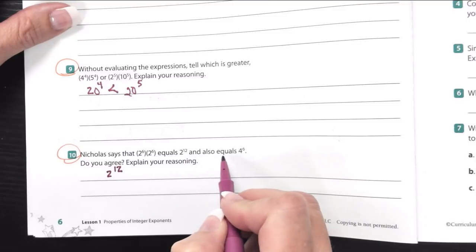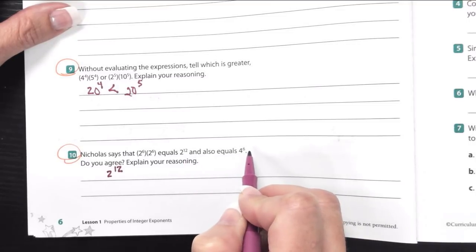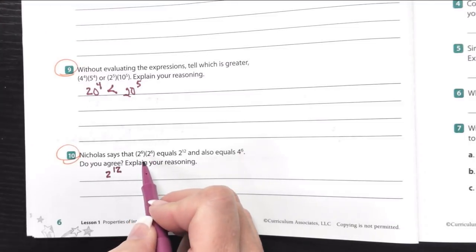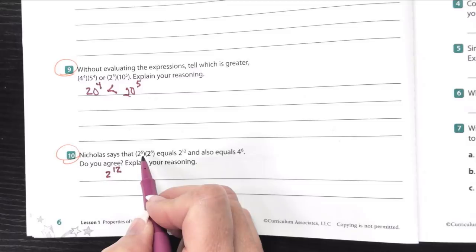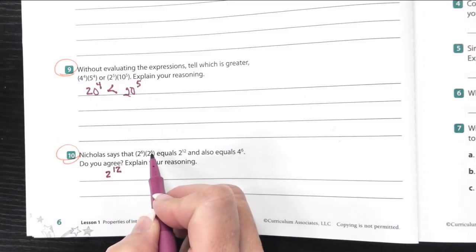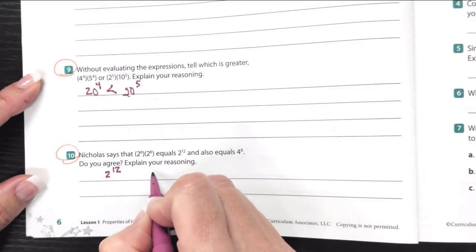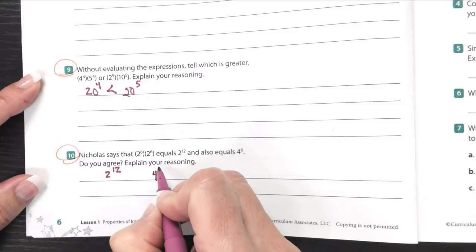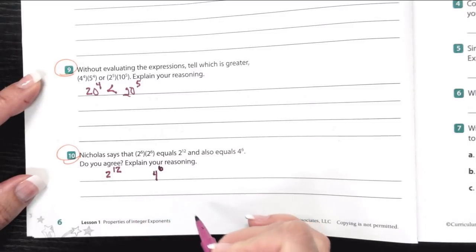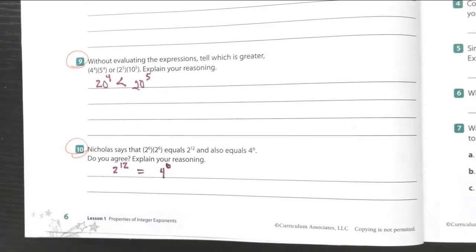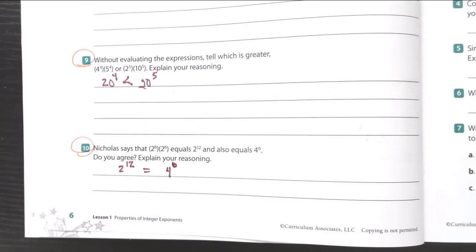And it says that it also equals 4 to the 6th. So our other rule says that if the bases are different, but they're not, but our exponents are the same, that we can multiply our bases and keep the exponents. So if I multiply 2 times 2, I get 4, and if I keep the exponent, I get 6. So yes, we would agree with Nicholas that those are equal. It happens rarely, but that will work for this case.